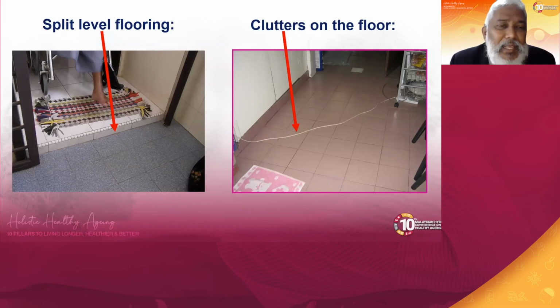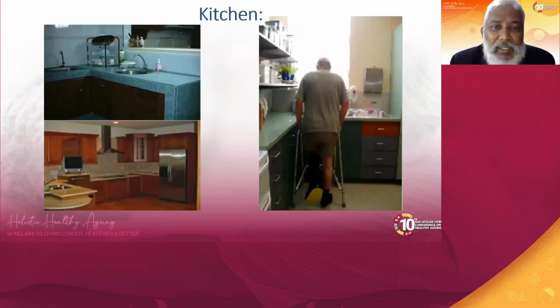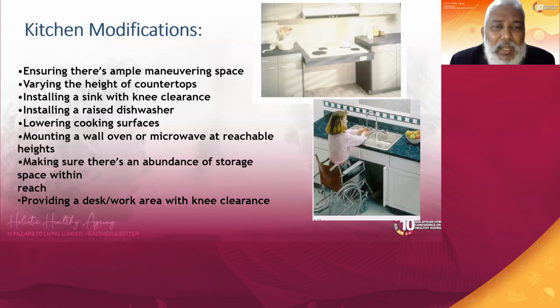And then always look for split level of flooring and clutter on the flooring, so that they can move around easier. The dining area, whether they can dine together with other family members, whether the wheelchair can be pushed, or they can be transferred to the chair to sit and eat together with family members. The sink for them to wash their own plates, whether a wheelchair can access or not, whether it is open or with cabinets and so on, so that they can have their own independence by doing all these things.